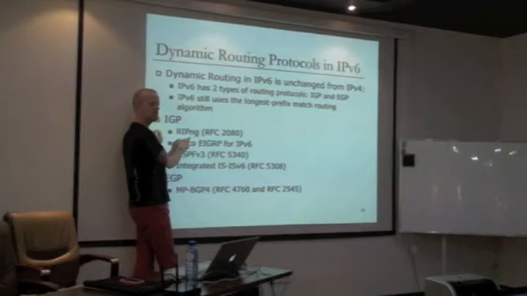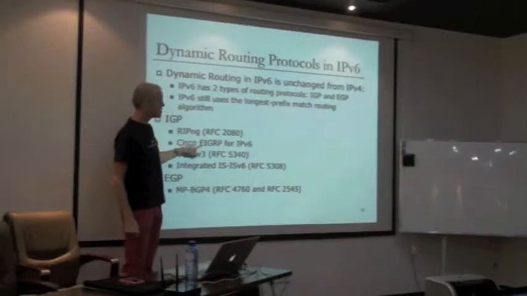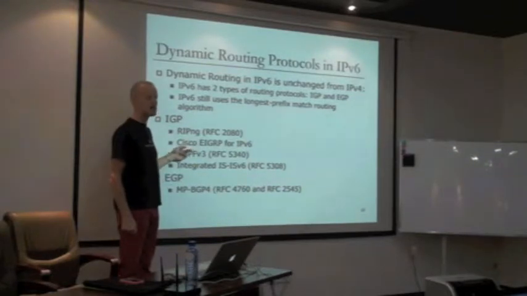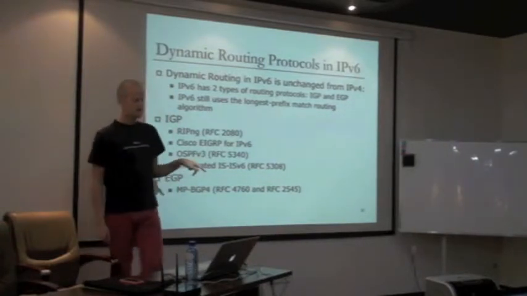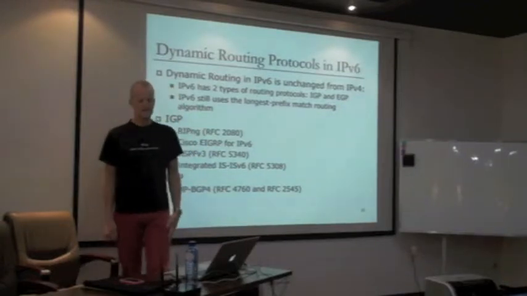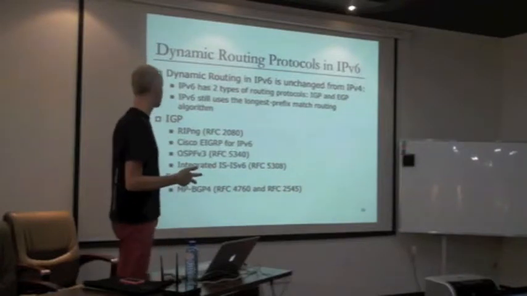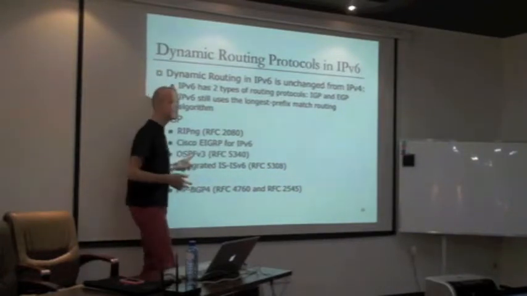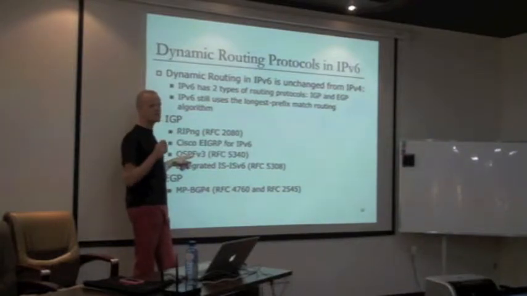So we have RIPng, which carries IPv6. EIGRP has now been extended to carry IPv6. OSPF version 3 is for IPv6. And ISIS has been extended to carry IPv6 as well. So the only one that's slightly different is OSPFv3. OSPF version 3 is only for IPv6. OSPF version 2 is still for IPv4.